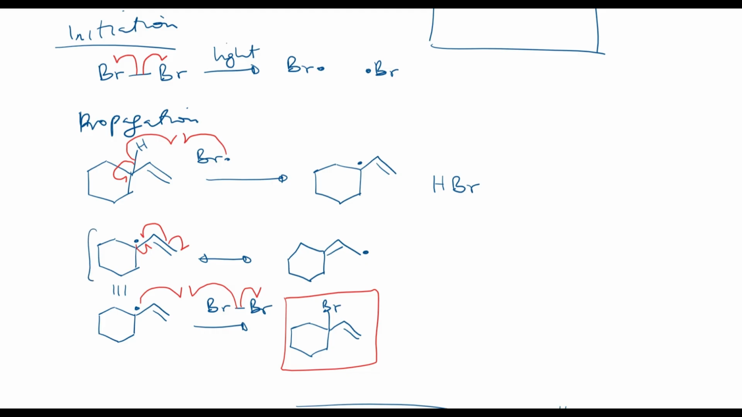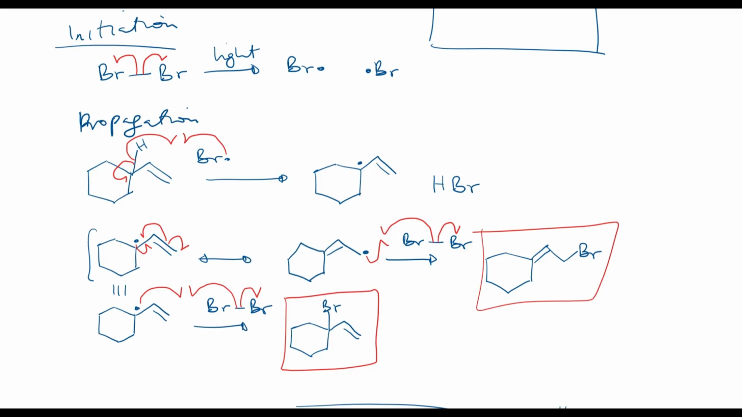Now the other allylic radical can also react with a neutral bromine. Here, the bond between the two bromine atoms will break. One electron goes to this bromine, and the other electron is used by this bromine to form a bond with this allylic radical. And we would have the other product. So the major products are formed in the propagation step.